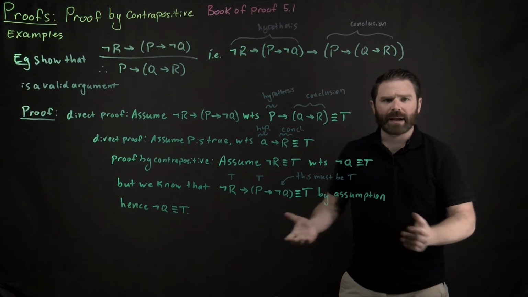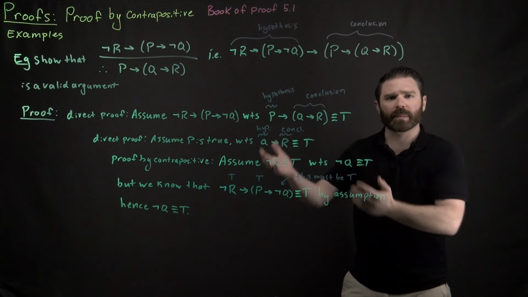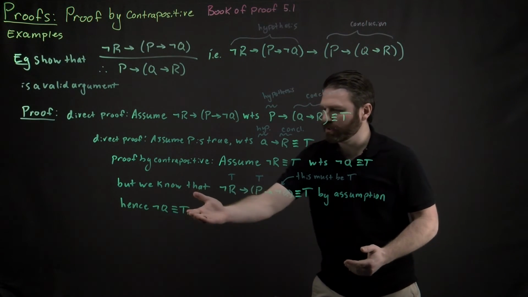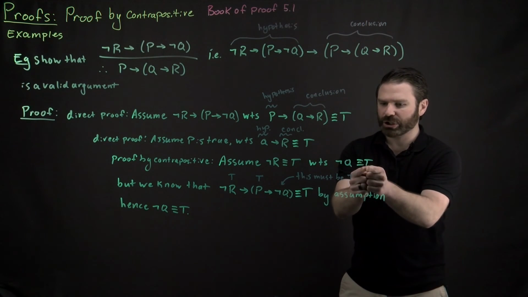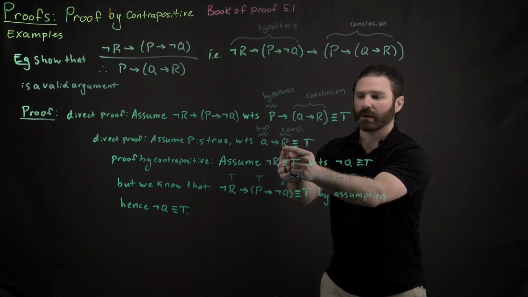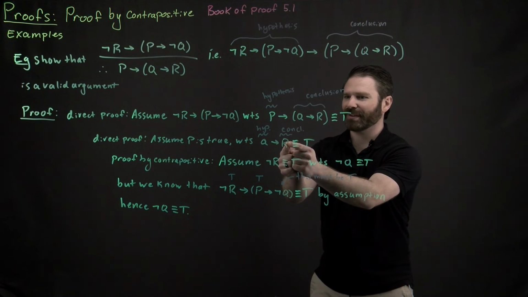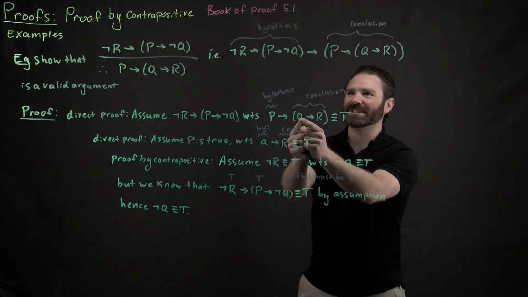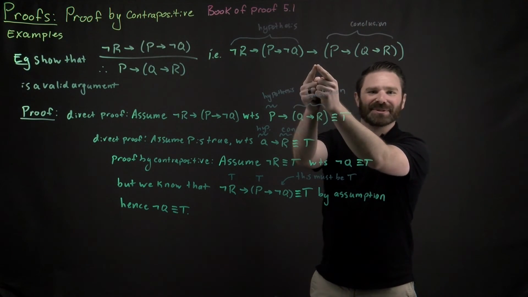And then all I have to do is walk backwards from my argument to be able to conclude my proof. I know that not Q is true. Well, that's what I was trying to show to verify that this thing was true. And that's what I wanted to show to verify that this thing was true.